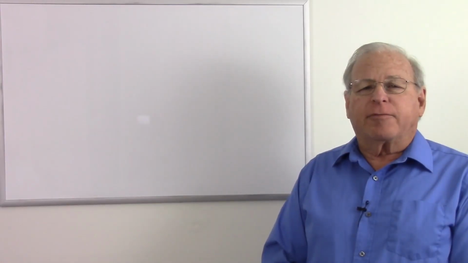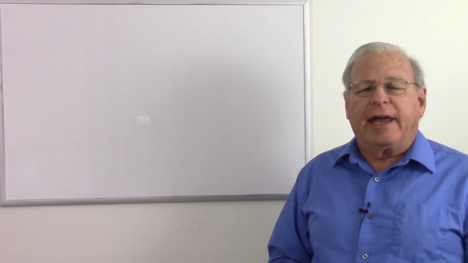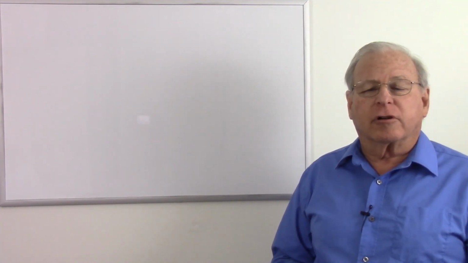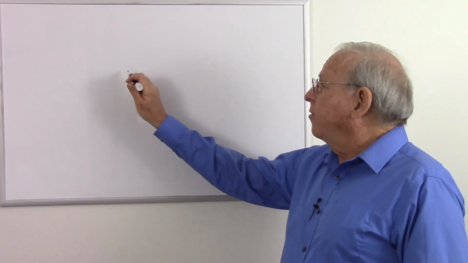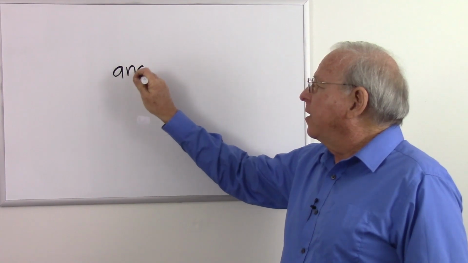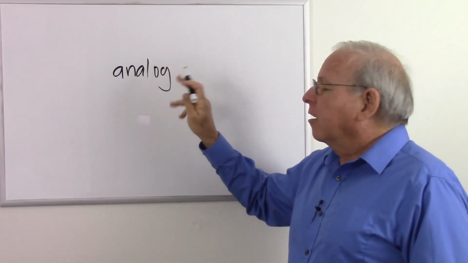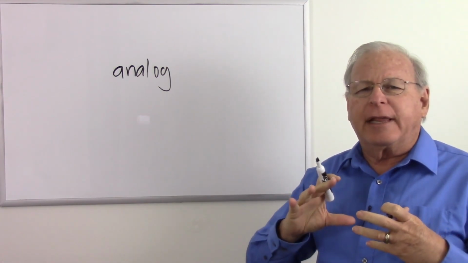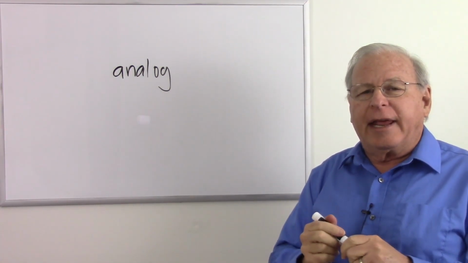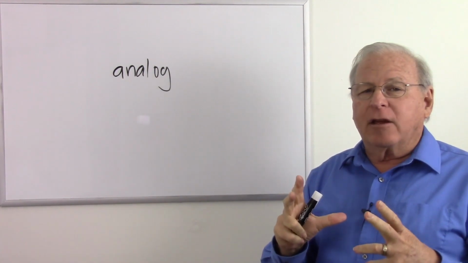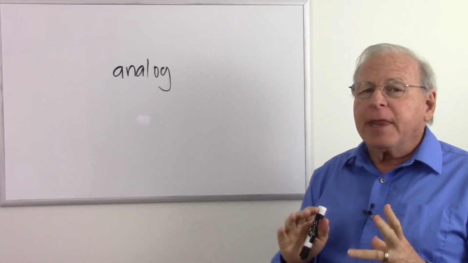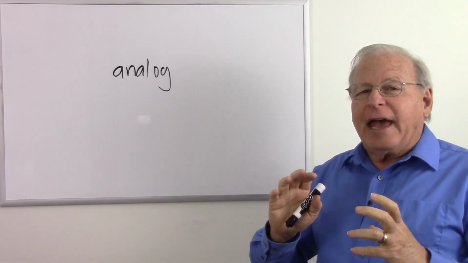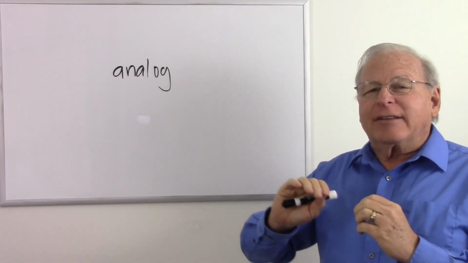Let's get started by explaining what an analog computer is and how analog computers differ from digital computers. So what is an analog computer? Well, its name says what it is. Analog comes from the word analogous, which means something that is like something else or something that represents something else. And analog computers, whether they're mechanical or electrical or whatever, are devices that have some property that is like something else.